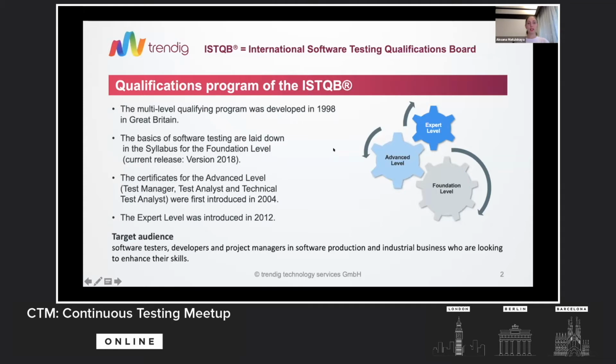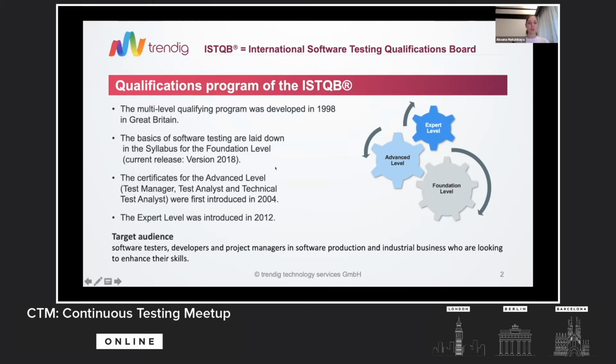Normally for my 5-minute vocabulary session, I try to use definitions from ISTQB, based on the ISTQB certification program. In case you don't know, it is the International Software Testing Qualification Board. It is a qualification program for everyone who is interested in software testing, like software testers, developers, product managers, or any other people from software development or industrial business.